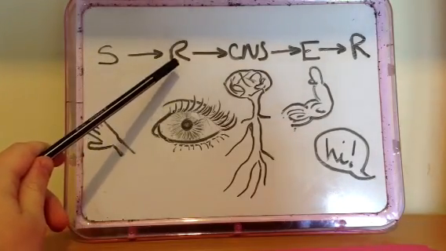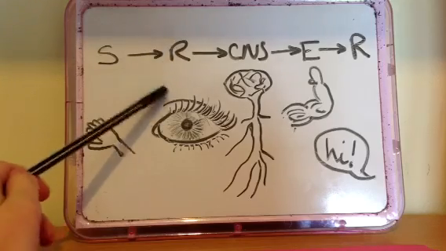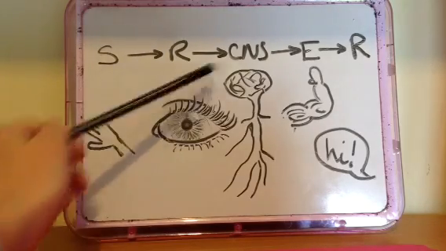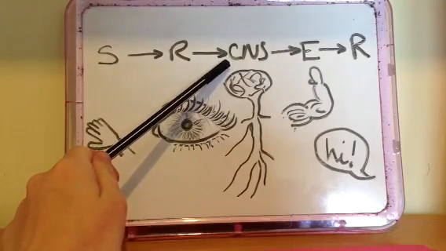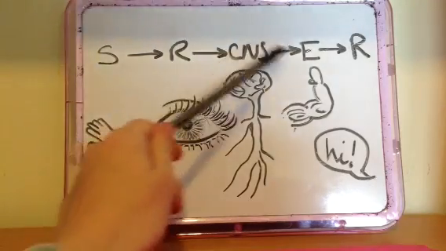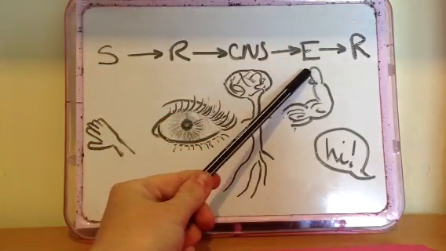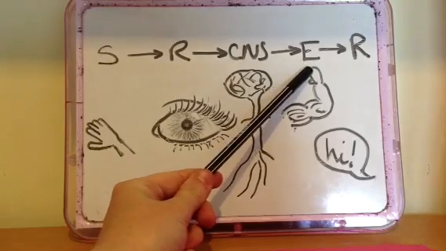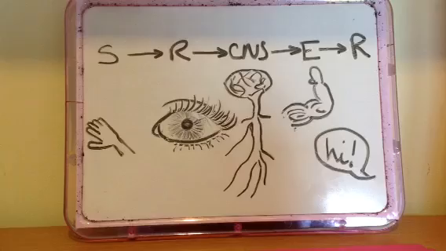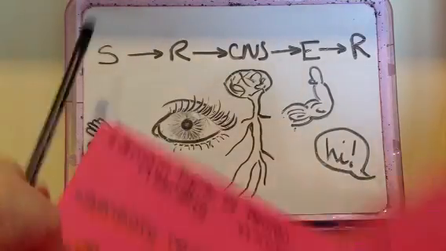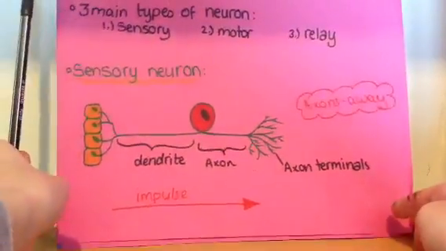Receptor cells, or photoreceptors in your eyes, would then detect that someone's waving. That would send the information to the CNS, which would process the information and decide what to do about it. Then it would send messages to the muscle cells, which are the effectors, and the response would be waving back.